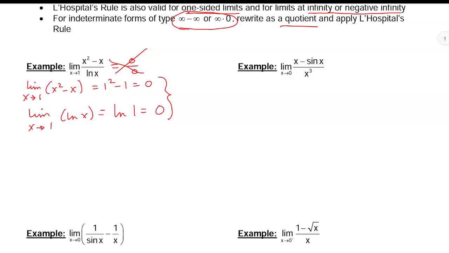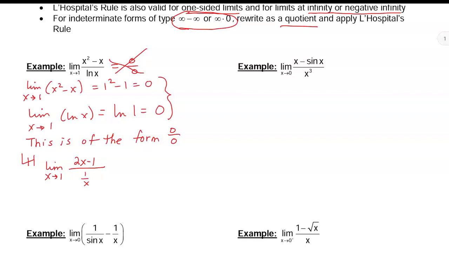Now that we've established this would be 0 over 0 or an indeterminate form, we could say this is of the form, or you could write indeterminate form 0 over 0, which allows you to take the derivative of the top independent of the bottom. So I'm going to write LH for L'Hopital's to indicate to you that I'm taking the derivative. So the derivative of just the numerator is 2x minus 1. Now I'm going to take the derivative of the denominator, which is 1 over x.